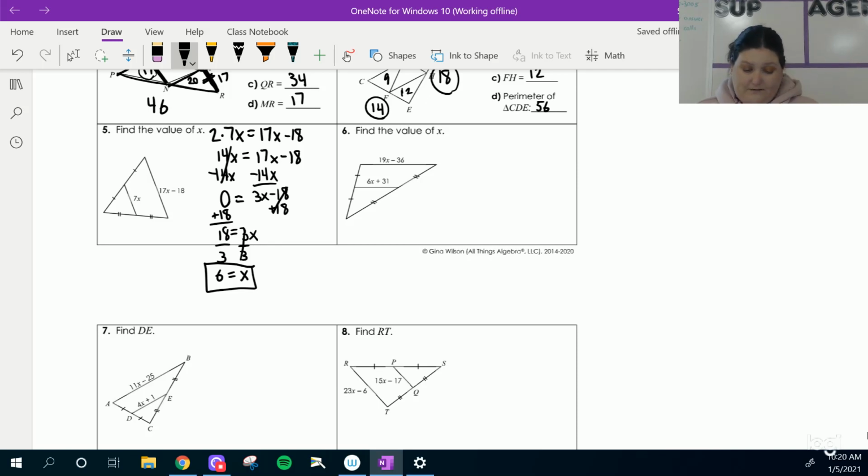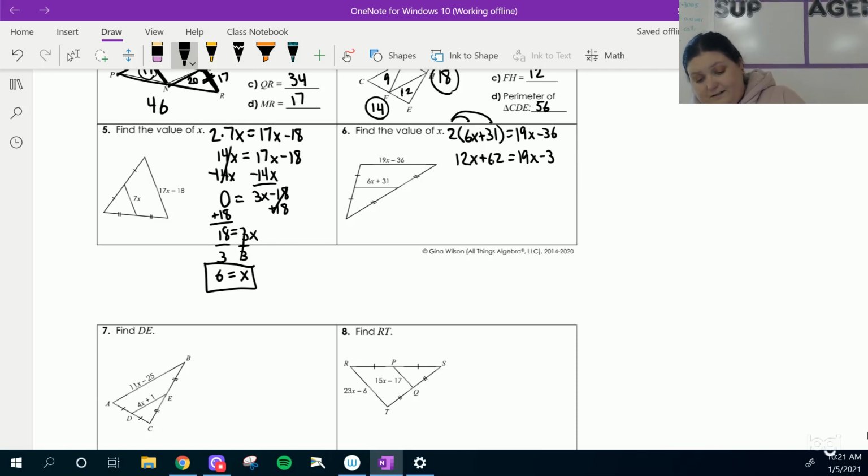Next one, they want us to find the value of x. So I take my midsegment. I do 2 times my midsegment, which is 6x plus 31 equals 19x minus 36. And I'm going to distribute the 2. So 2 times 6x is 12x. 2 times 31 is 62. Is equal to 19x minus 36.